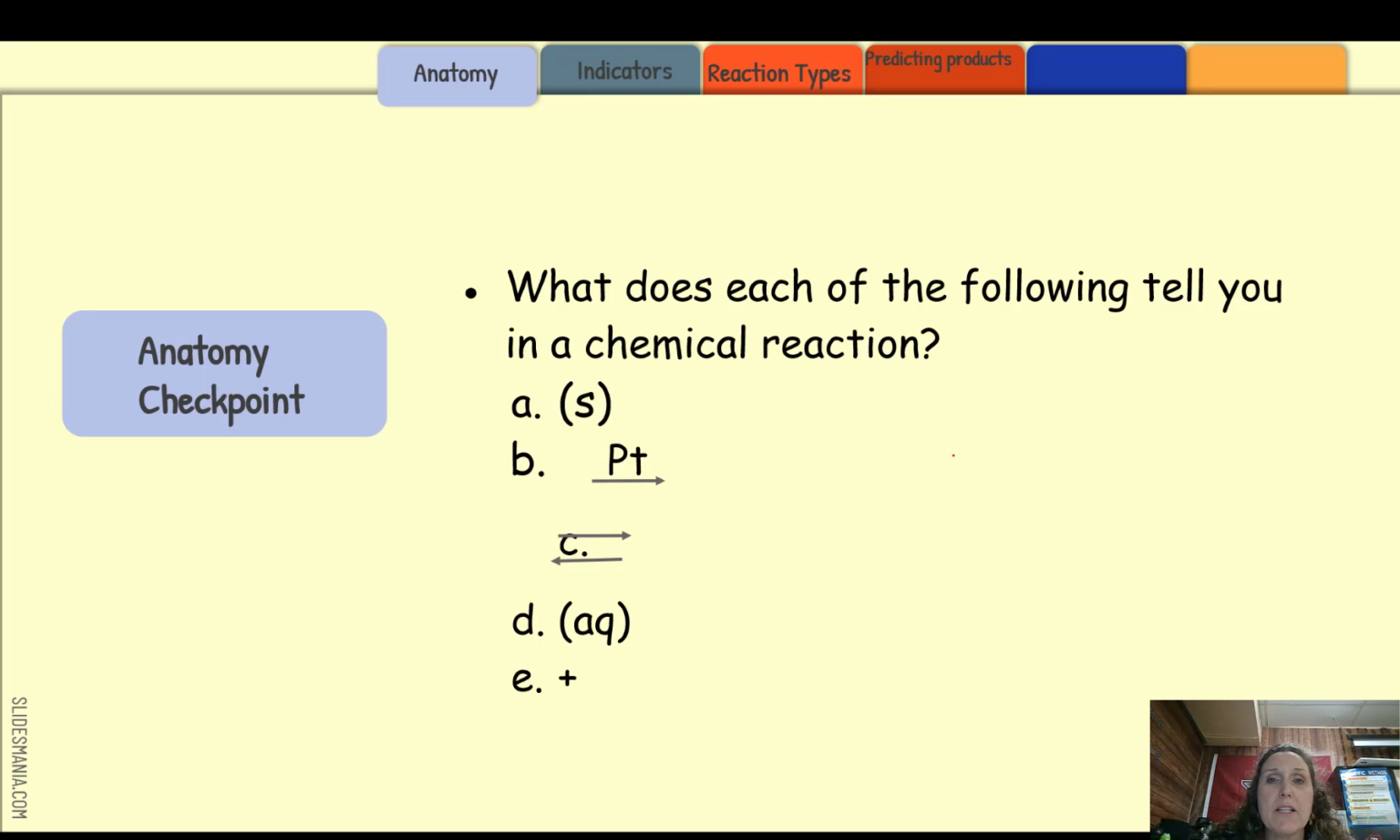So our checkpoint here is basically you just need to tell me what these things mean, and you'll know what they mean by looking them up in your notes that we just took.